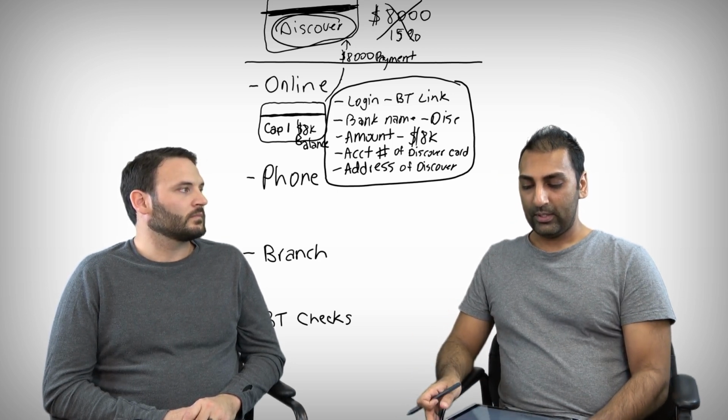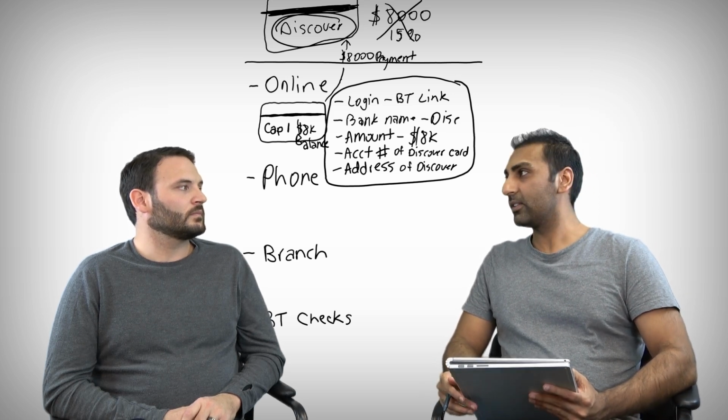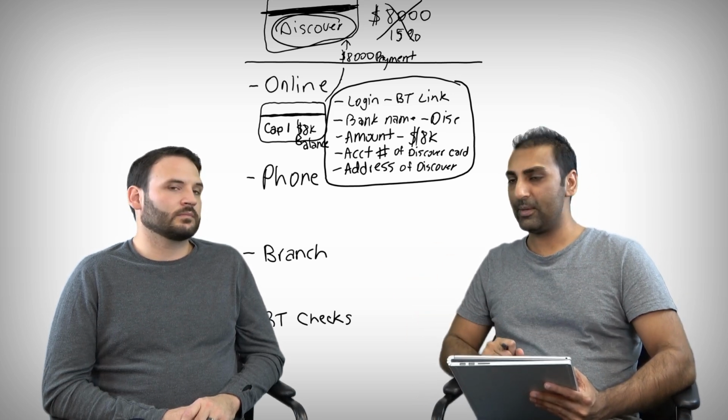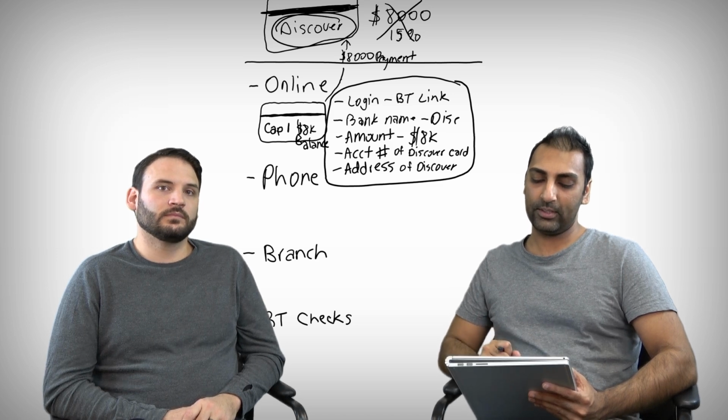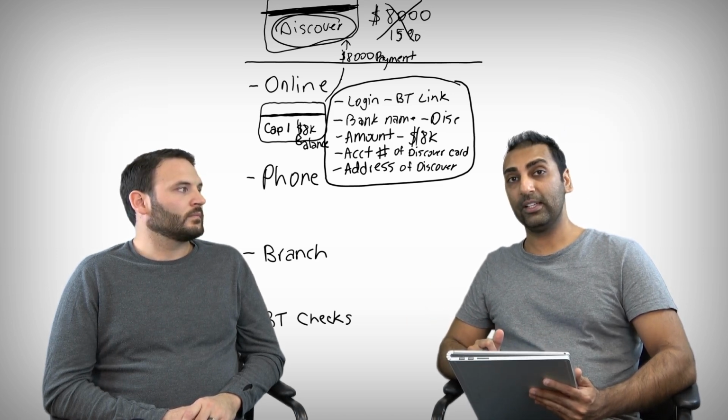Now, let's say I don't have a link for Capital One. I log into Capital One. I don't find this link to do it online. It could also be done over the phone depending on the lender, yes?